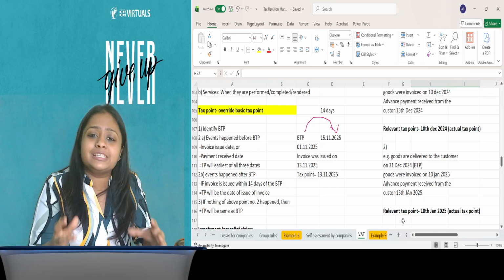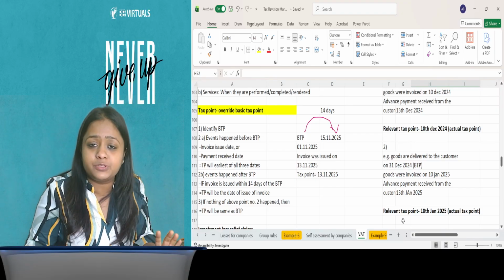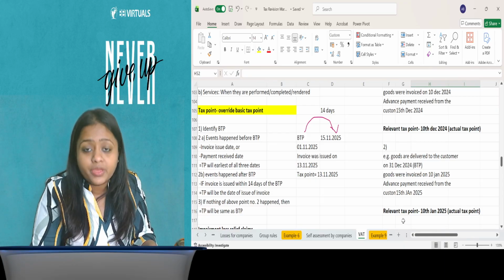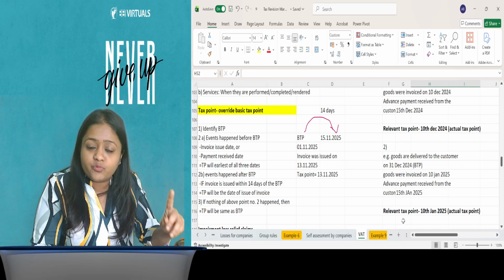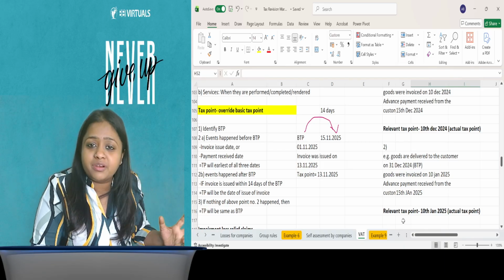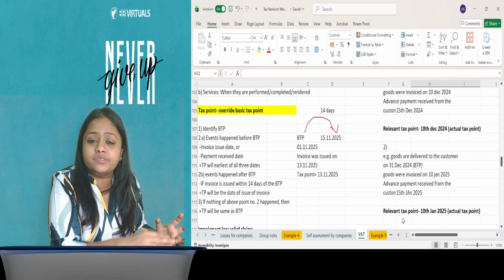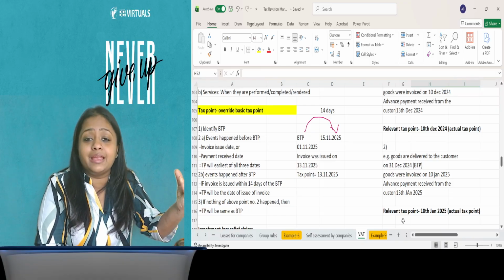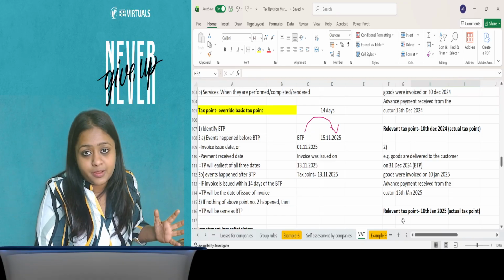Done. But there are exceptional cases. There are only 2 exceptional cases when this normal rule will not hold true. Number one, either invoicing or any payments have been received before the rendering of service or delivering of goods, then the earliest date you will take and that will become your tax point.